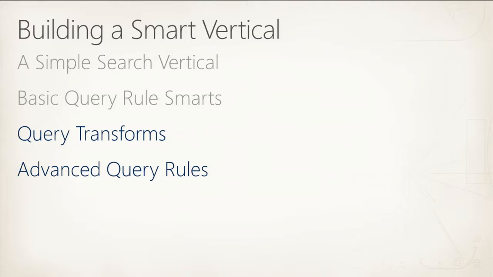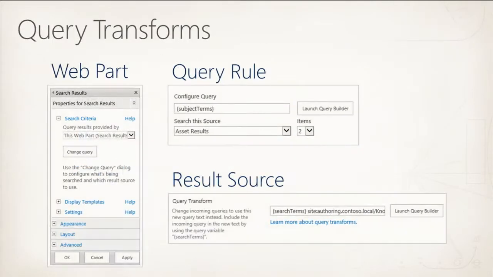And there's three places in the pipeline where you're configuring these things. The first is in the web part. Right? That was that change query button that we clicked. What you're doing there is you are configuring a query transform that changes the user's query before sending it to the back end for processing.